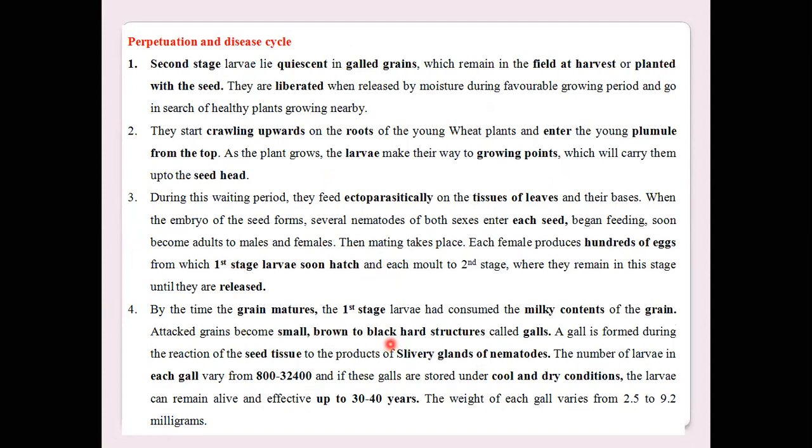At the time of grain maturity or the milky stage of the grain, these larvae directly feed on the seeds as well as the milky content within them, or directly infect the leaf and other parts of the wheat plant. This larva can remain alive and effective up to 30 to 40 years within the seeds or maybe in the soil.